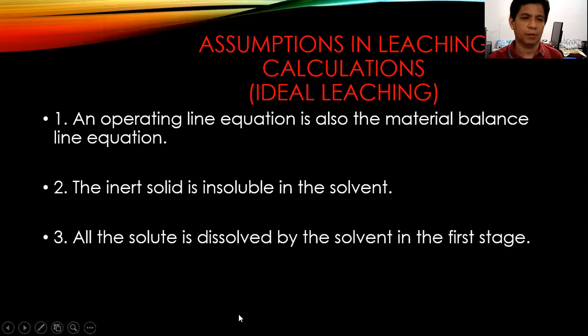Okay. So going back to assumption number one, pag parehas yung operating line equation at saka yung material balance line equation, ano yung consequence nun? Halimbawa, in-assume natin parehas silang dalawa. So ang consequence nun, negligible ang losses. So ina-assume natin sa ideal leaching, walang losses. Of course, in real operation may losses. Pero siguro, nung nagtrabaho ako sa industry, hindi yan lumalampas ng 5%. Kasama na lahat ng losses.